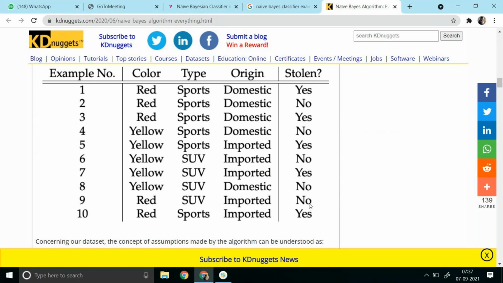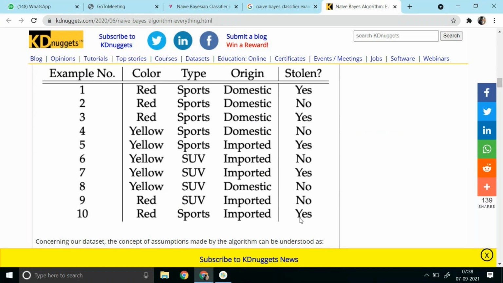Now for yes, find the probability of red, only for red color. How many yes are there for red? You have to check, for yes we are doing. 1, 2, 3. So out of 5, 3 are there. So 3 divided by 5 is 0.6. Next, again do red for no. We will get 2 by 5, which is 0.4.